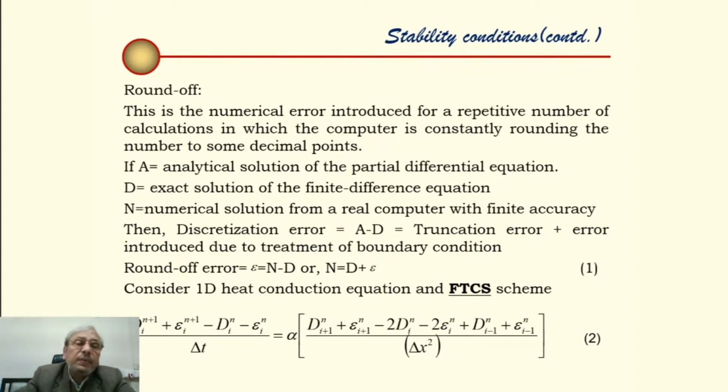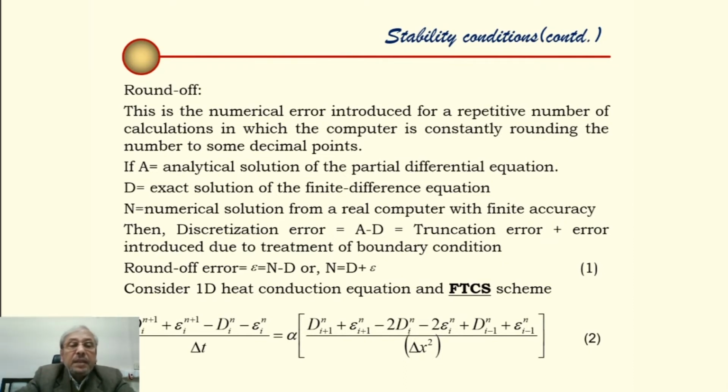So what is round-off error? This is the numerical error introduced for a repetitive number of calculations in which the computer is constantly rounding the number to some decimal points. Depending on the computer, sometimes it rounds off at the 16th decimal place, sometimes at the 32nd decimal place, sometimes at the 64th decimal place. So it depends on computer architecture.